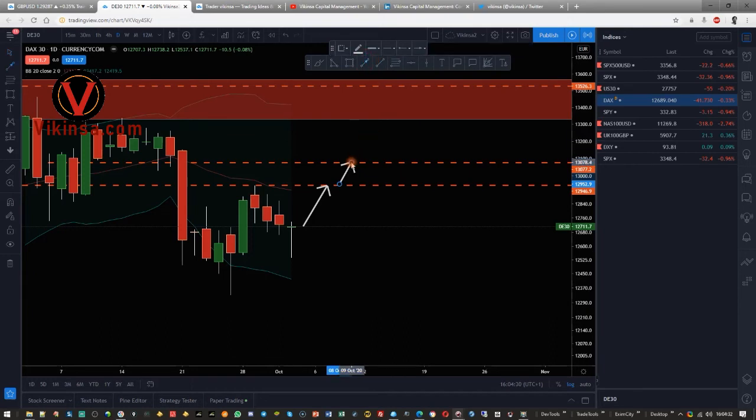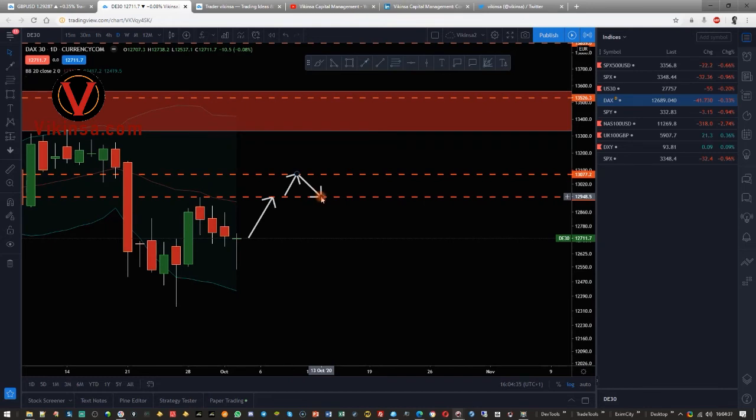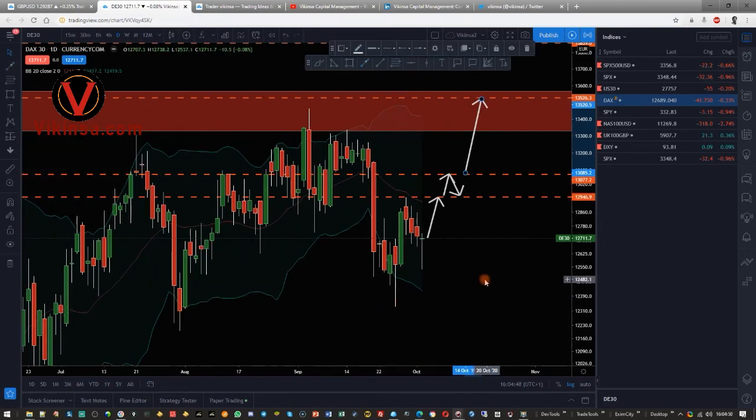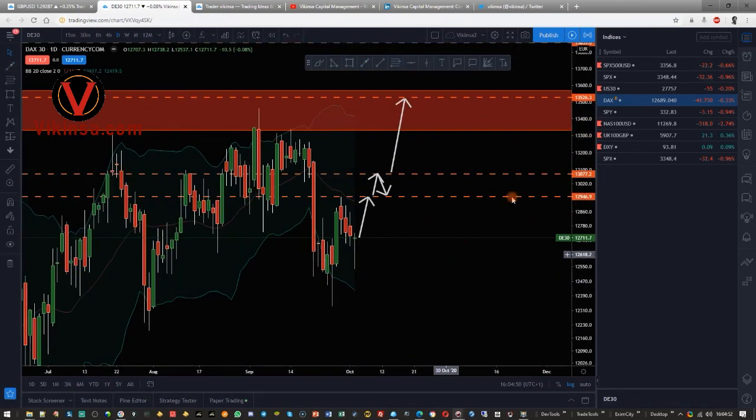After that, it is possible that the market may show a reaction like this, and this can very well turn into a reversal. But we are expecting at least some reaction here, and then if the market continues, then we'll be looking for something around here. So that's my plan on DAX.